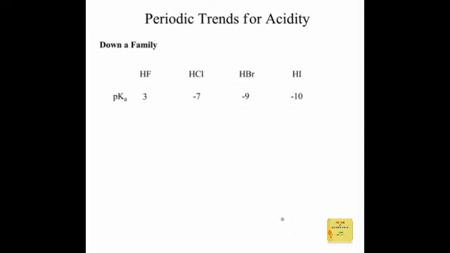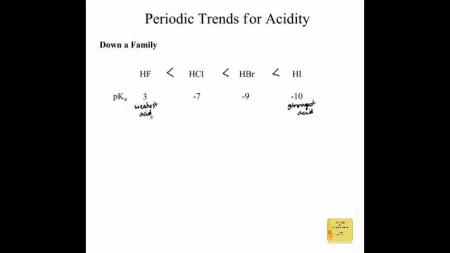Another periodic trend is when we're going down a family or down a column on the periodic table. So let's compare HF, HCl, HBr, HI. Here we have our pKa's. So of these pKa's, who's our strongest acid? Well, the lower the pKa, the stronger the acid. In fact, the more negative the pKa, the stronger the acid. So HI is the strongest acid. That is stronger than HBr, than HCl, and then HF. HF is the weakest of all the haloacids.